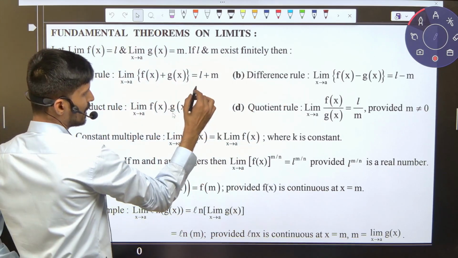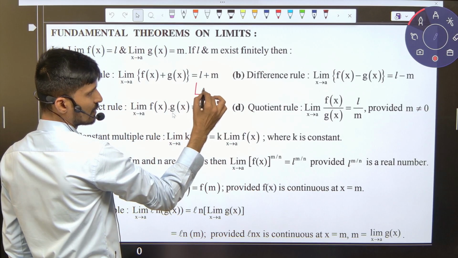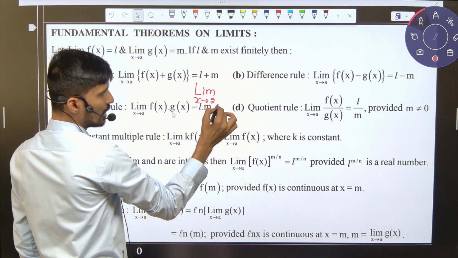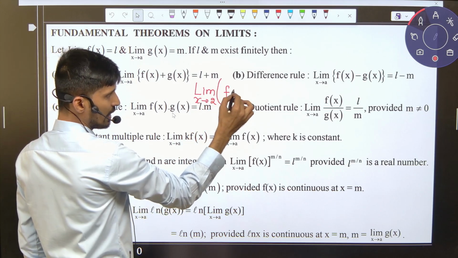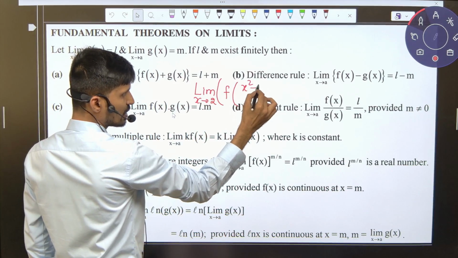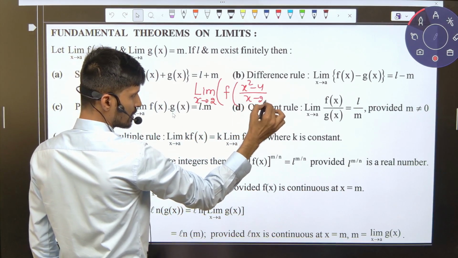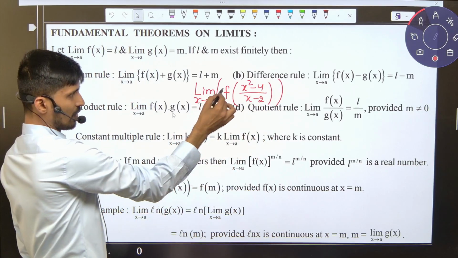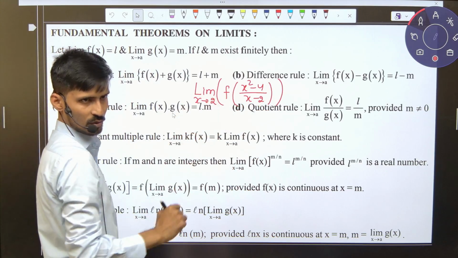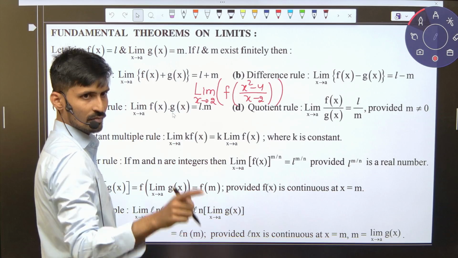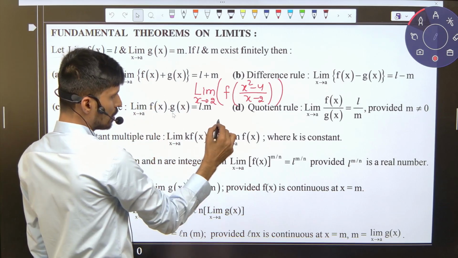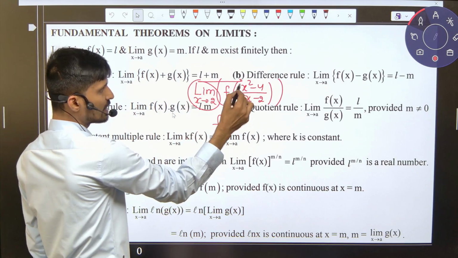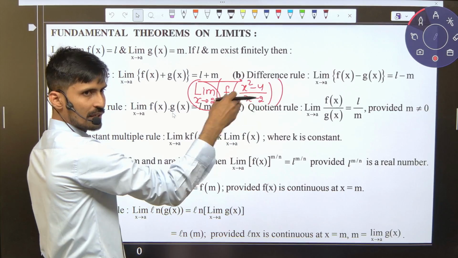Suppose some limit I am writing here. Limit x tends to 2, and I am representing here with function f, x square minus 4 upon x minus 2. This is a function, and that function is unknown. You can write that f as it is, and this limit part you can take inside and keep just behind the x term.